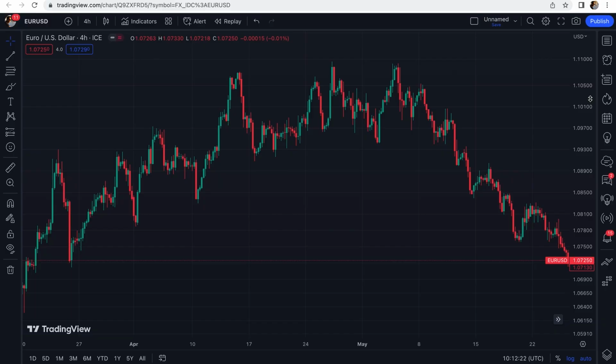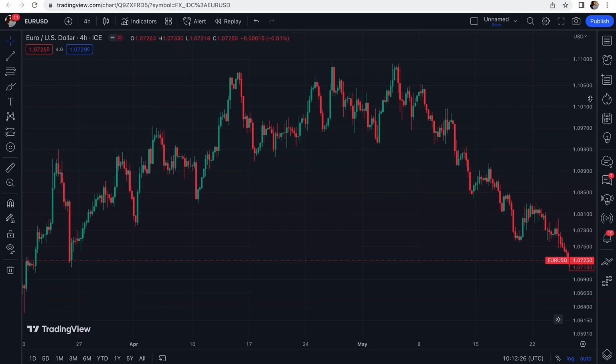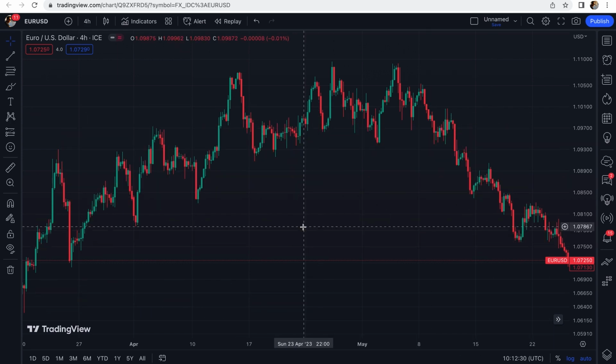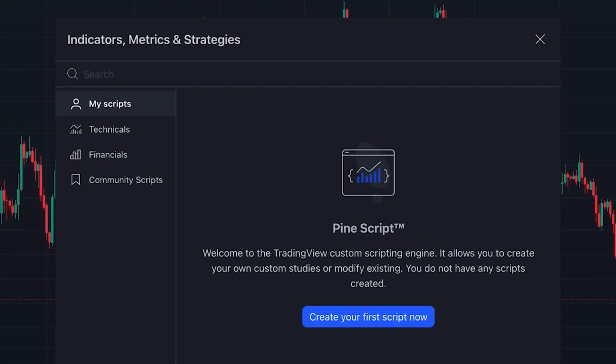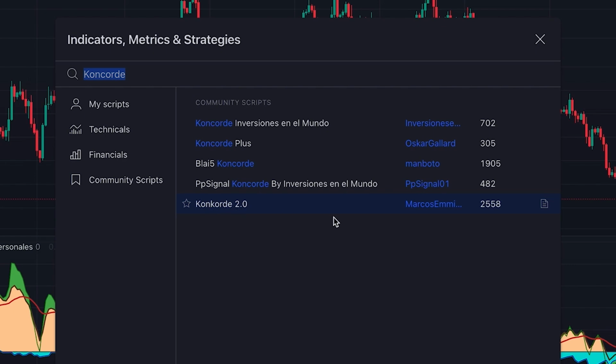In today's video, I want to introduce a very powerful indicator on TradingView that is a combination of 4 trend indicators and 2 volume indicators. To add this amazing indicator to our chart, here we click on indicators and we search Concord. This one. Concord version 2, which is written by someone named Marcos Emi.